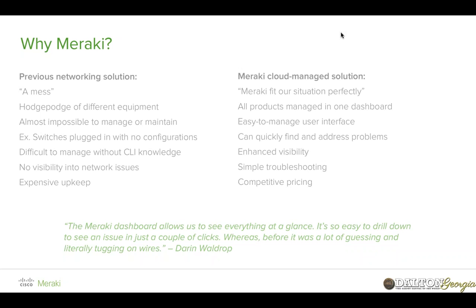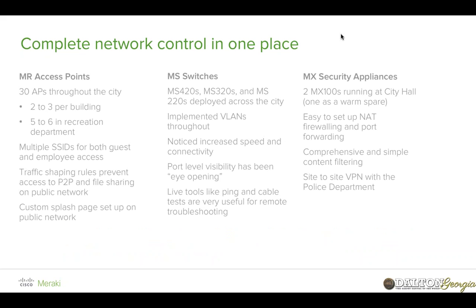So, looking at the implementation we did, we ended up going with dual firewalls for redundancy purposes here at City Hall. We have about 19 switches throughout the city. And we're also in the process now of adding about 30 access points for wireless connectivity throughout our city buildings, both for internal access to the network and for public access to our citizens here in the community.